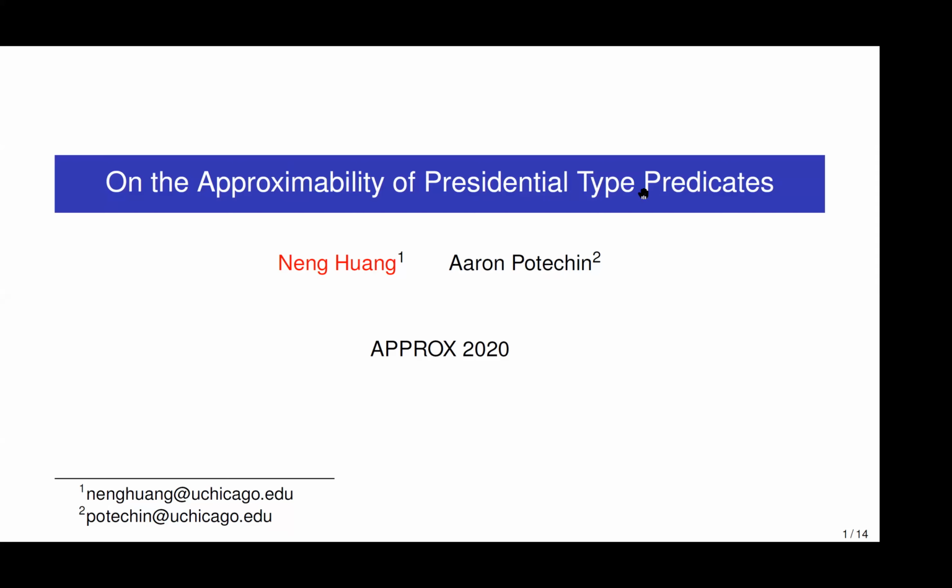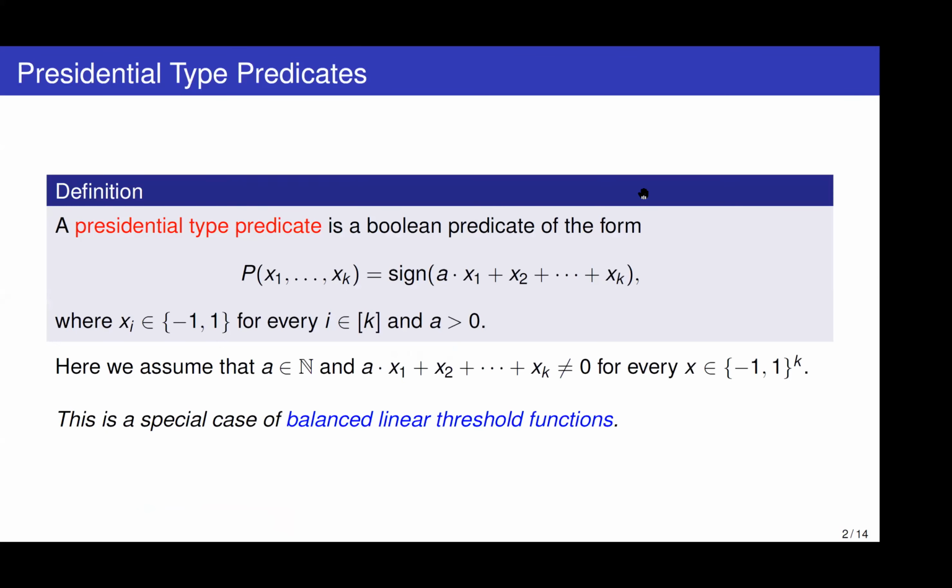Let me first define what presidential type predicates are. A presidential type predicate is a Boolean predicate of the form sign of a times x1 plus x2 plus ... plus xk. Here, the xi's are Boolean variables, and we use -1, 1 to encode a Boolean variable. We assume that a is a positive integer, and this linear sum is never 0 for every input x.